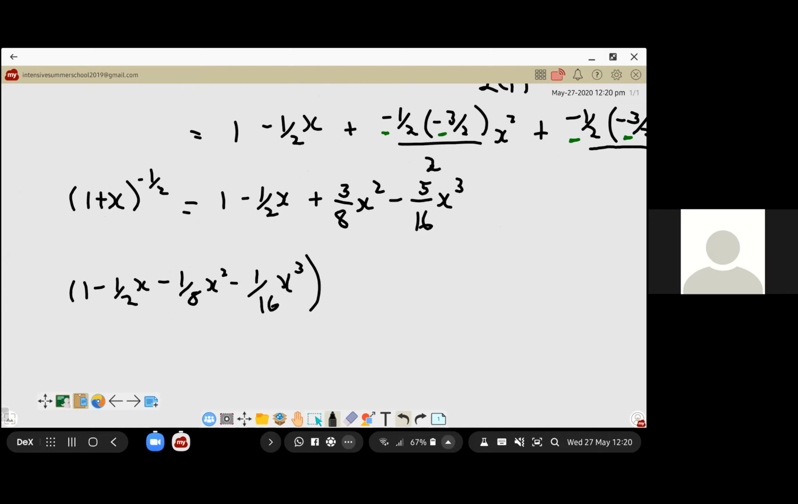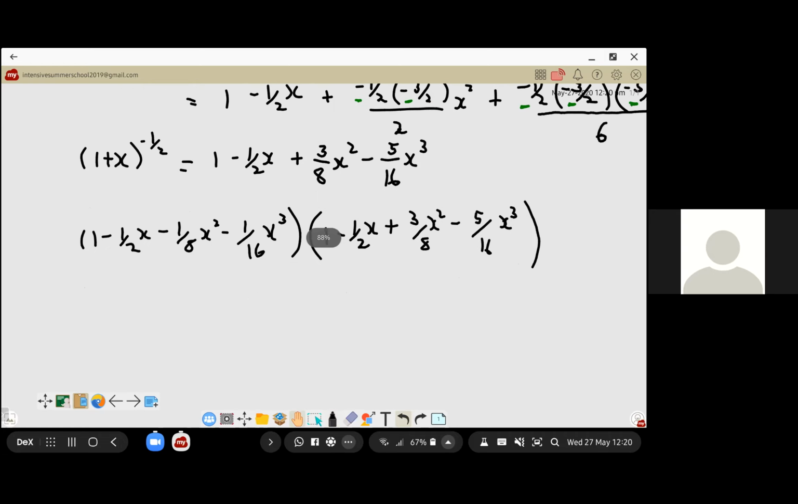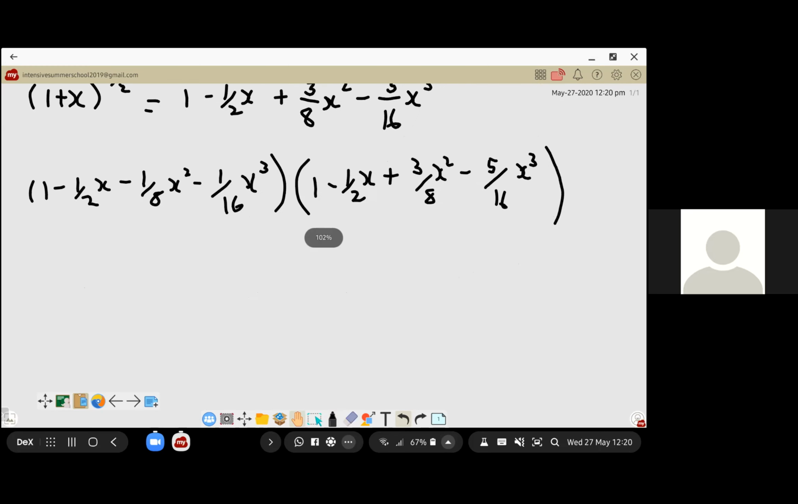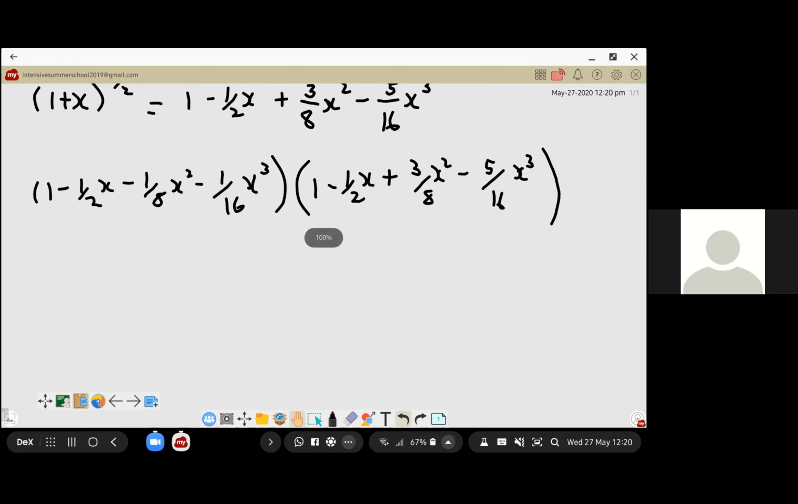So we are multiplying this with what? 1 minus half x plus 3 over 8 x squared minus 5 over 16 x cubed. Are you okay? Yes, sir. Remember that we are expanding up to the fourth term. For the fourth term, what is the power of x? The power of x is 3.